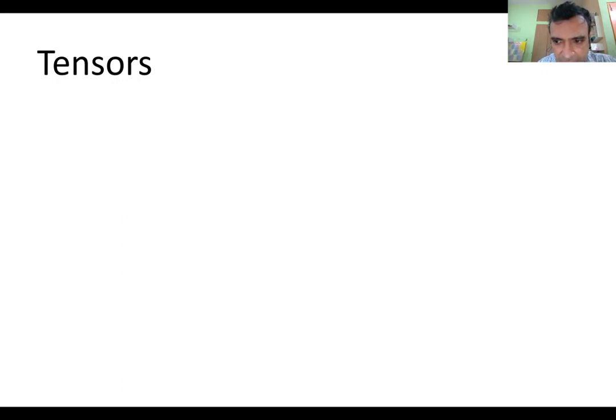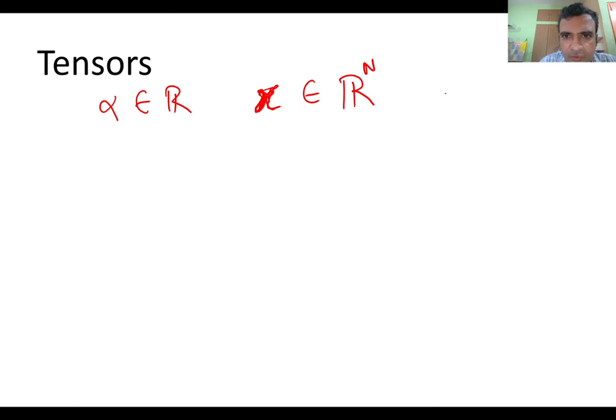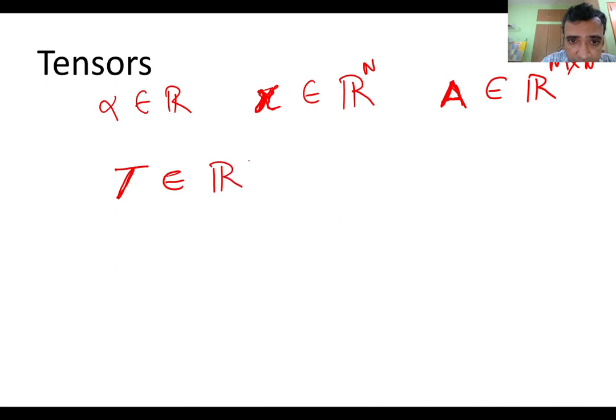The last concept that we'll talk about in this module is tensors. Tensors are a generalization of matrices. So let's start with a scalar alpha, which belongs to R. Then you have a vector x, which belongs to R to the power n, or n cross 1. Then you have a matrix A, which may belong to R to the power m cross n. And then you may have a tensor T, which may have more than 2 dimensions, so it may have m cross n cross p cross q, something like that. So it may have several dimensions. It may be a 4-dimensional tensor or a 3-dimensional tensor.